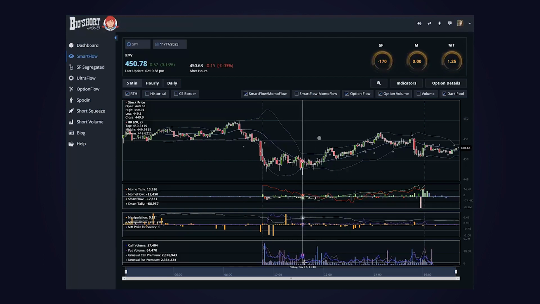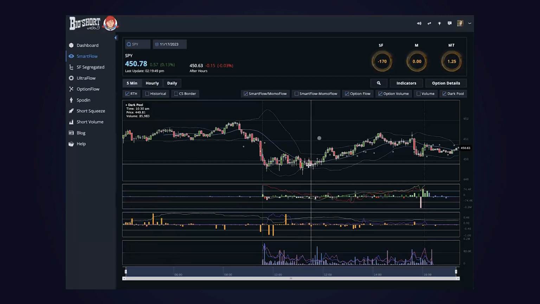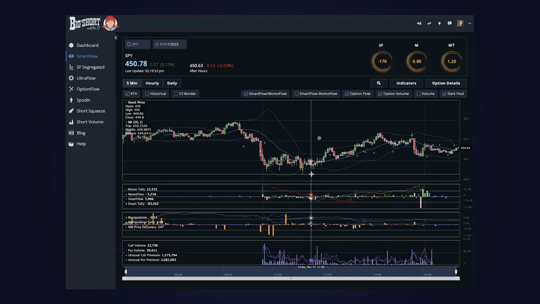And I saw some more call volume here as well, which led me to wait for a couple more red bars before I added. And I think I added more around here. And right around here is when I added a little bit more.